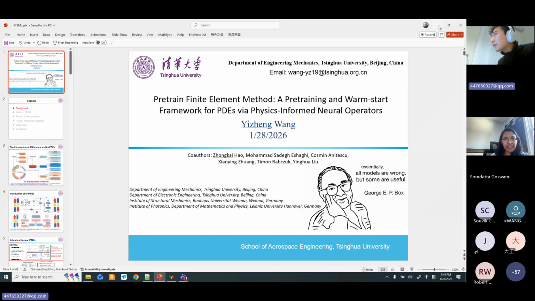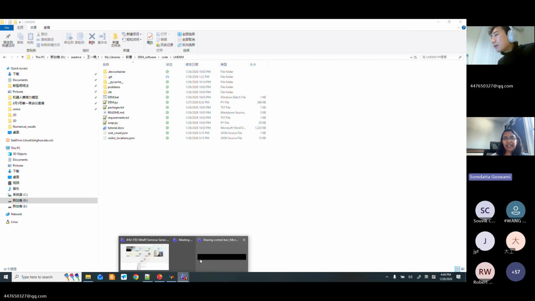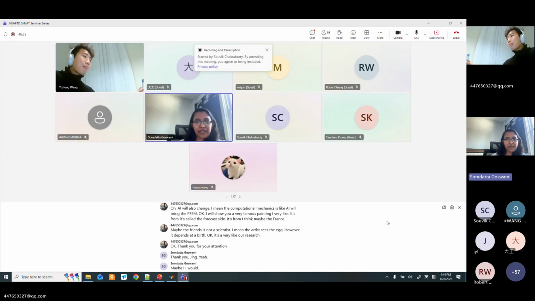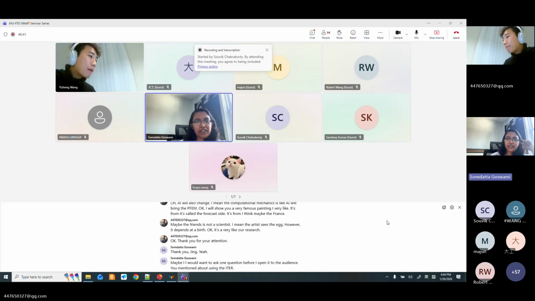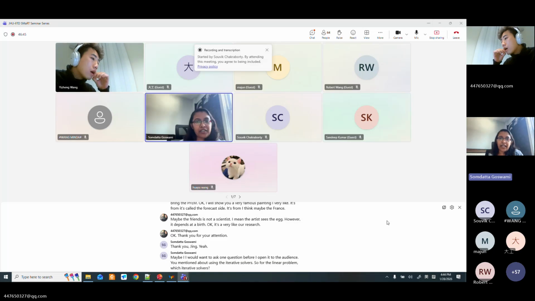Maybe I would want to ask one question before I open it to the audience. You mentioned using iterative solvers. So for the linear problem, which iterative solvers did you check or evaluate?